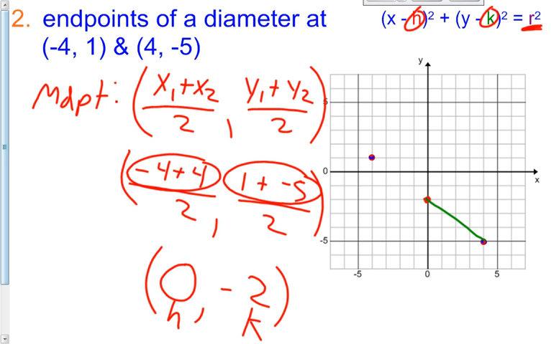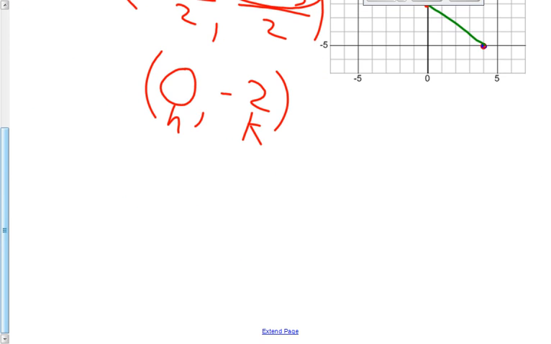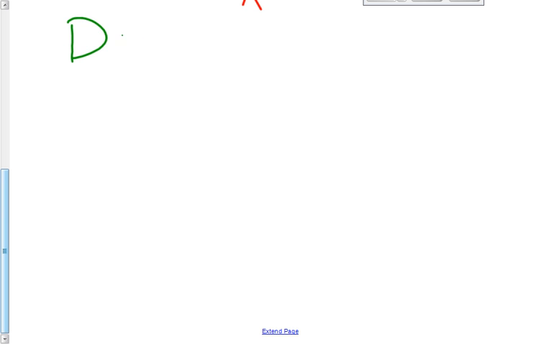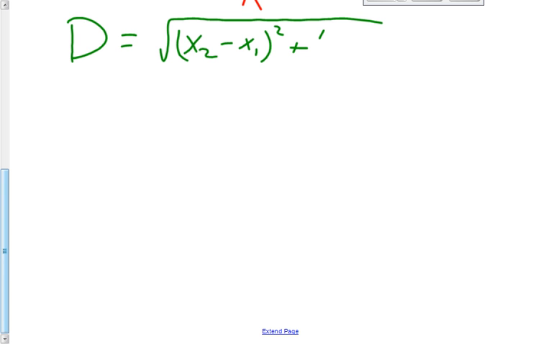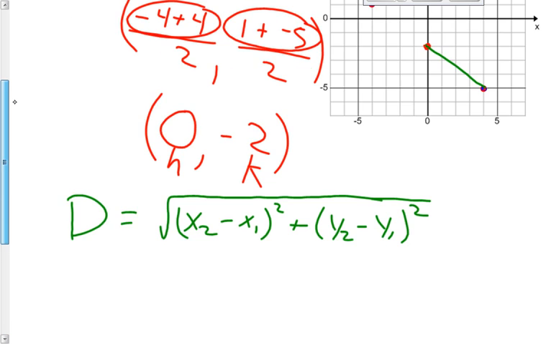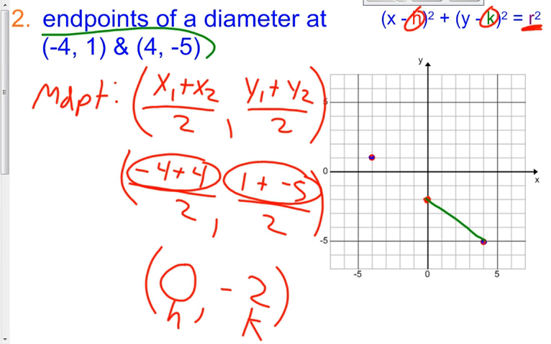Is there any way that you can find that green distance? Is there any way you can find the distance between those 2 points? Hopefully, just like the midpoint, you see, well, I better find the distance between 2 points, which is x2 minus x1, that quantity squared, plus y2 minus y1, quantity squared. Just to let you know, class, a lot of people make the mistake, they try to find the distance between these 2 points. That's not the radius, that's the diameter.